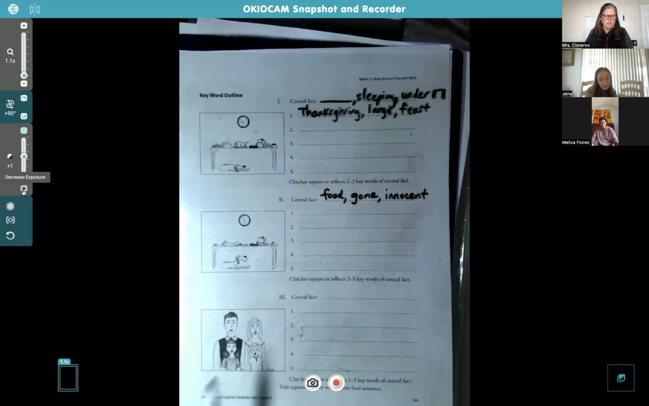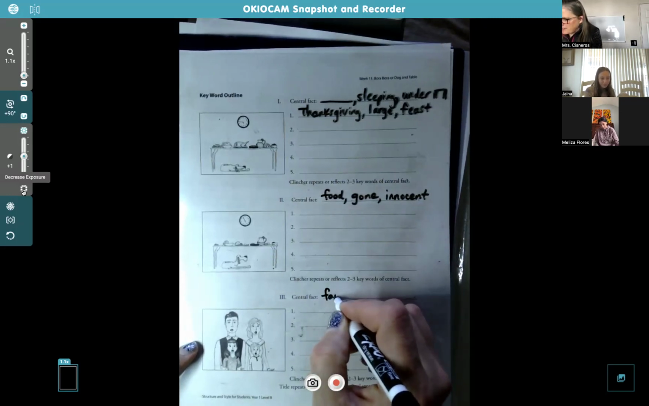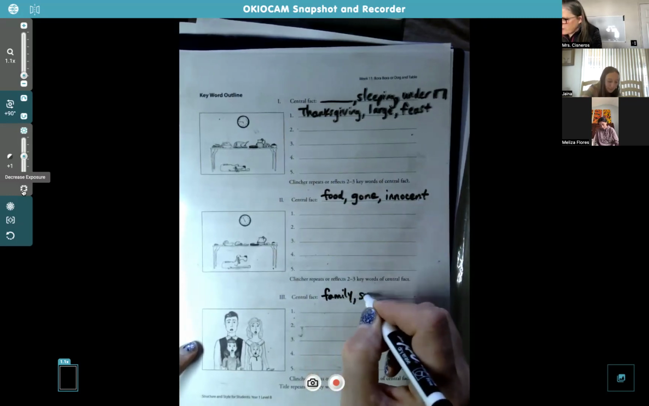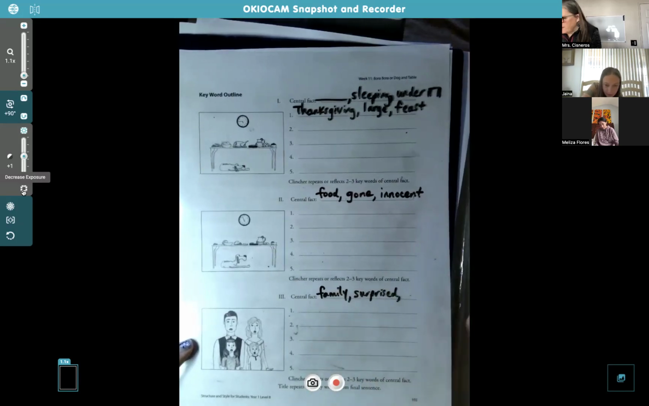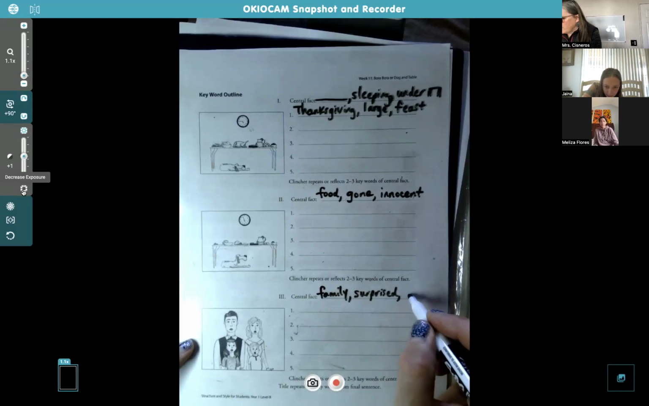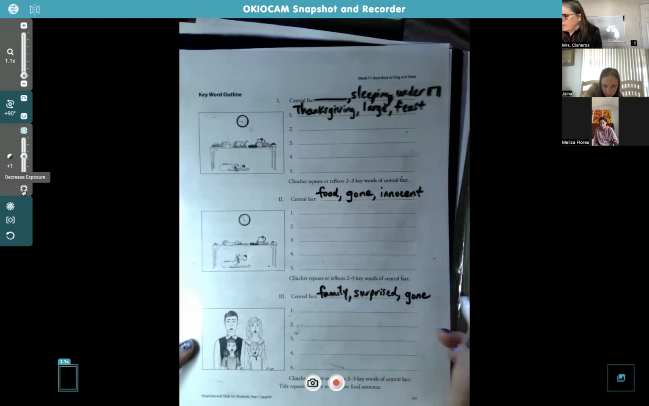And then back to Jaina for this one. What's literally in this picture here? The family is very surprised because all their food is gone. Yes. Family, surprised, or shocked, either way. I'm just gonna put gone here.